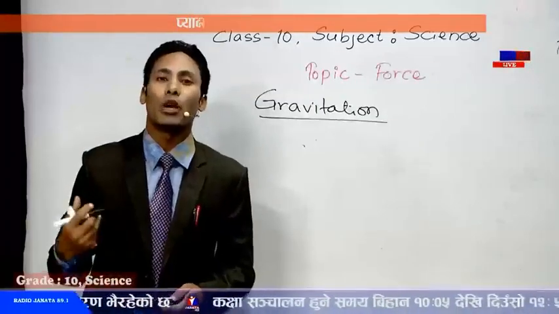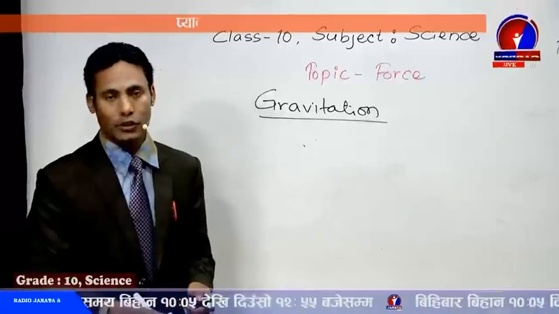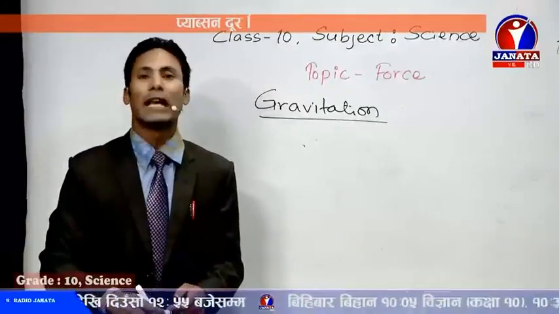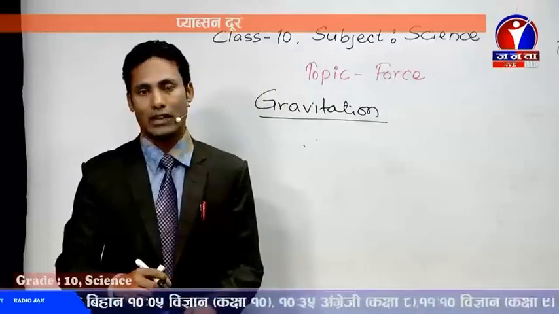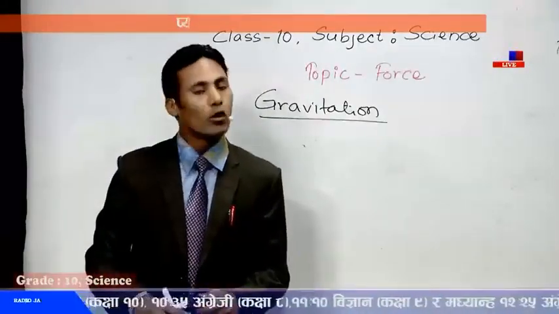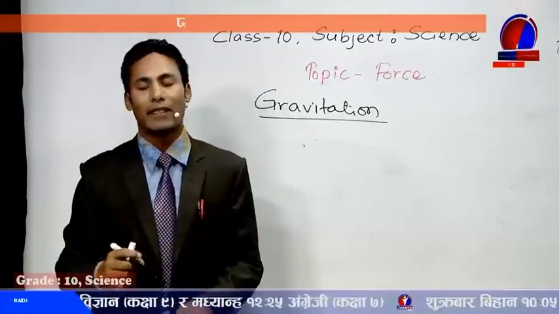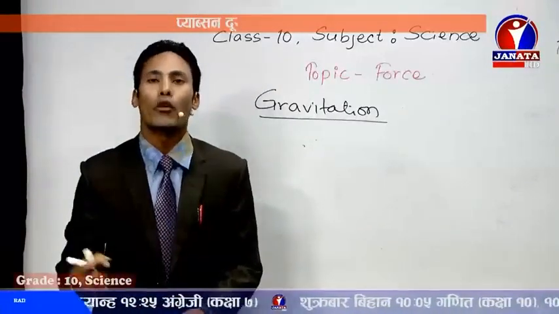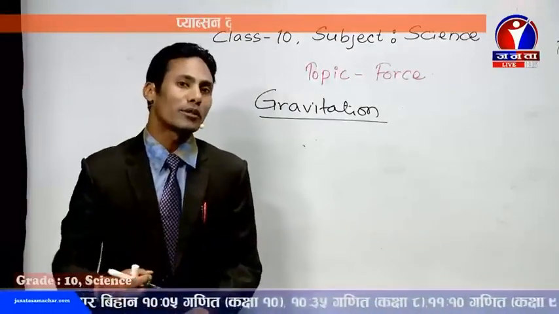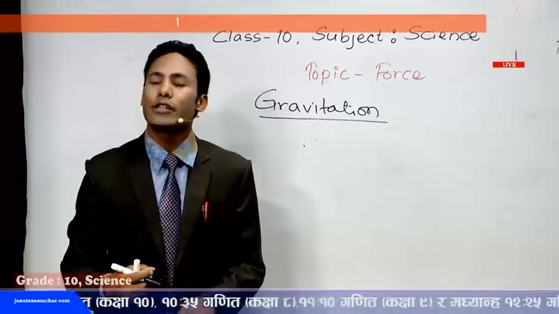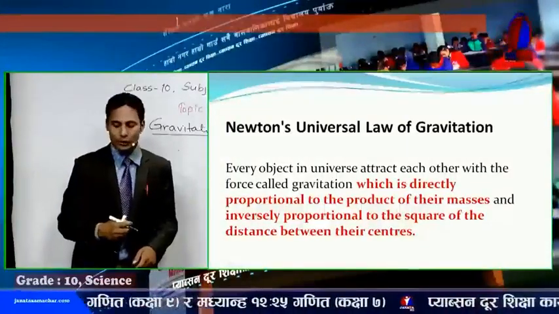Now Newton propounded the law which is called Newton's universal law of gravitation. So what is this law? Firstly I will state Newton's universal law of gravitation, then we will derive the formula. Newton's universal law of gravitation says every object in the universe attracts each other by a force called gravitation, which is directly proportional to the product of masses and inversely proportional to the square of the distance between their centers. That is Newton's universal law of gravitation.